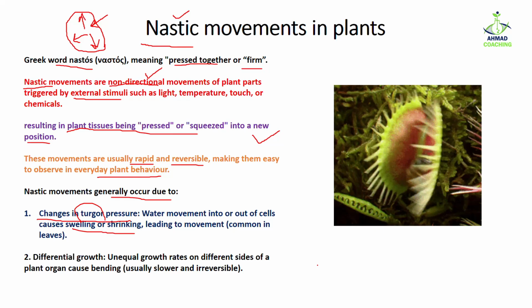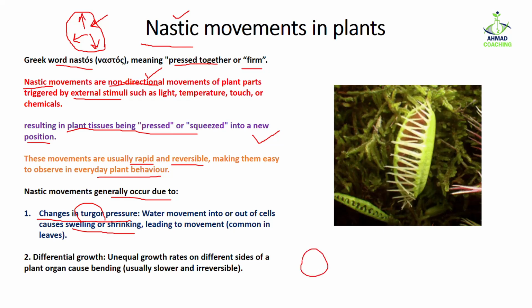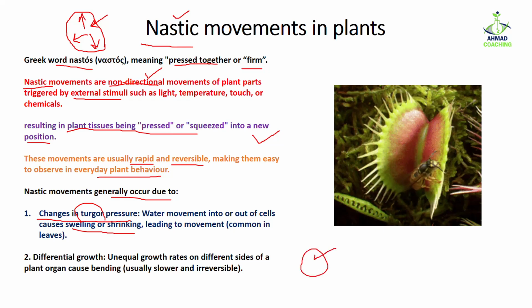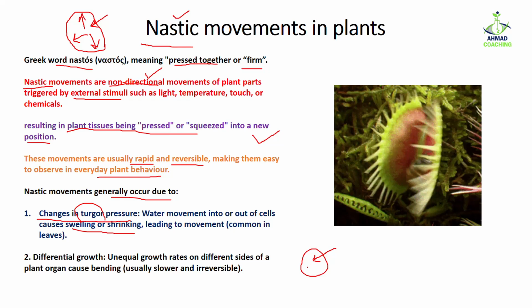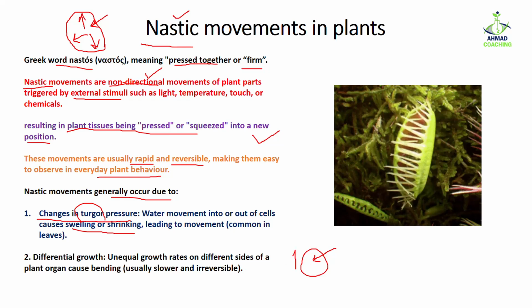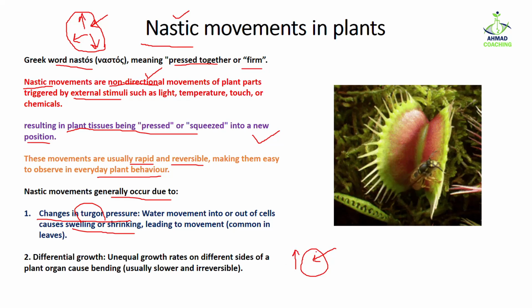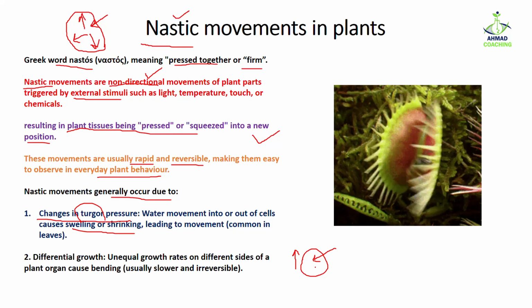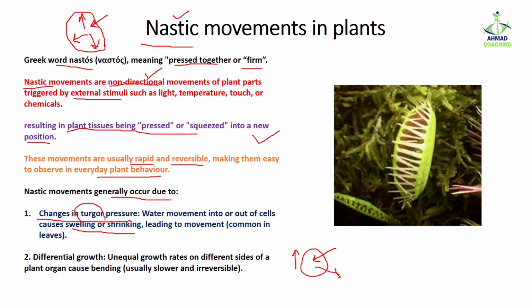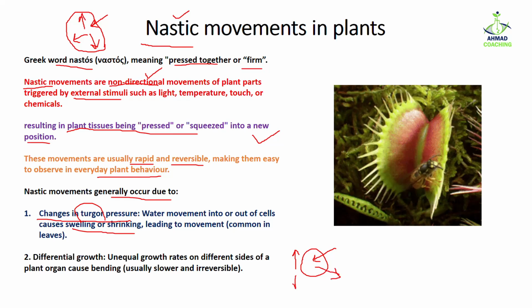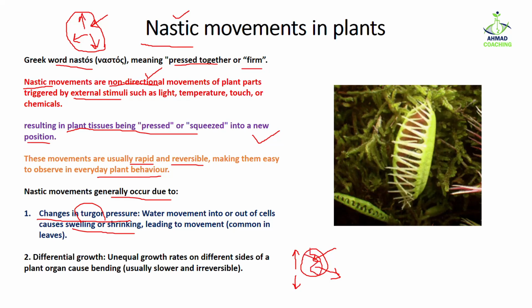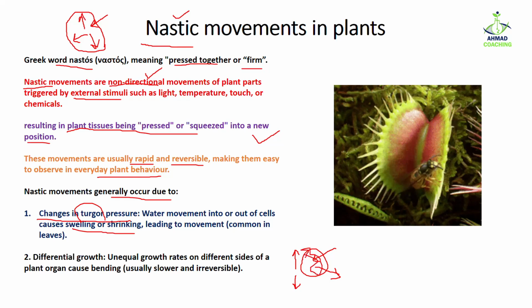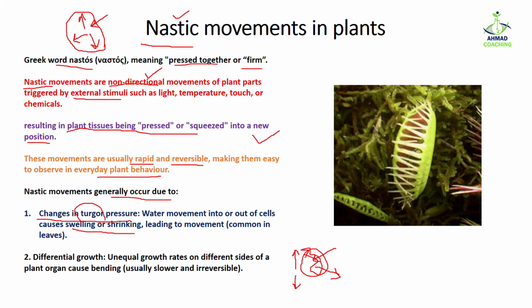So if there is a plant cell and the water moves in, it means that turgor pressure is going to increase, resulting in the swelling of the cell. But if the water is moving out of the cell, the turgor pressure is going to decrease, which will result in the shrinking of the cell. And this shrinking and swelling is visible to the eye. That is why we call it Nastic movements.